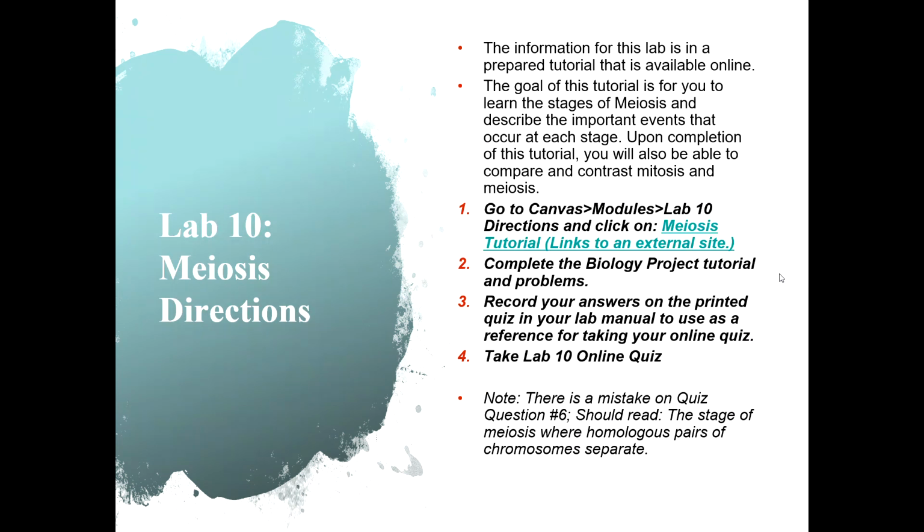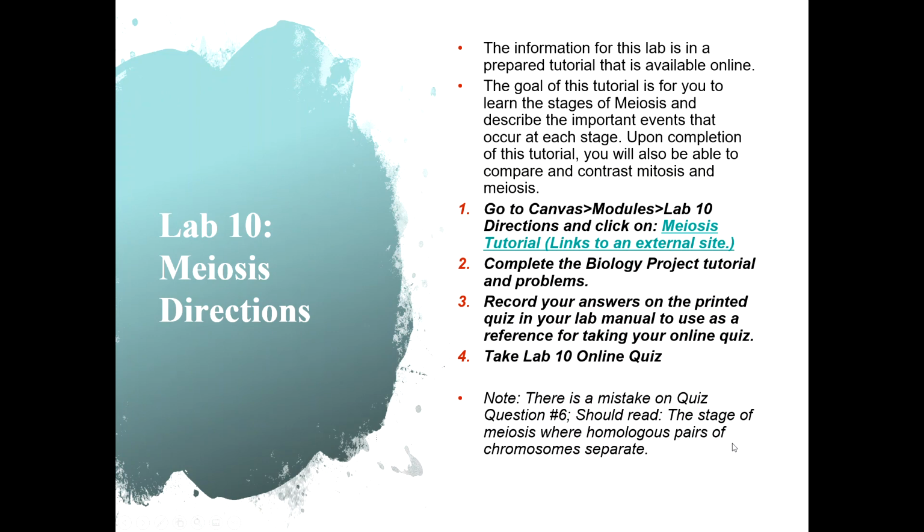Lab 10, meiosis. This is a computer-assisted lab, and the goal is for you to learn the stages of meiosis, and we've been over those. So what you should do is go to Canvas, modules, lab 10, click on the tutorial, complete the biology project tutorial and the problems, and make sure you record your answers on your printed quiz in your lab manual so that you can use that as a reference for taking your online quiz. And then take the lab 10 online quiz, and that's how you will get your 10 points for the lab 10.